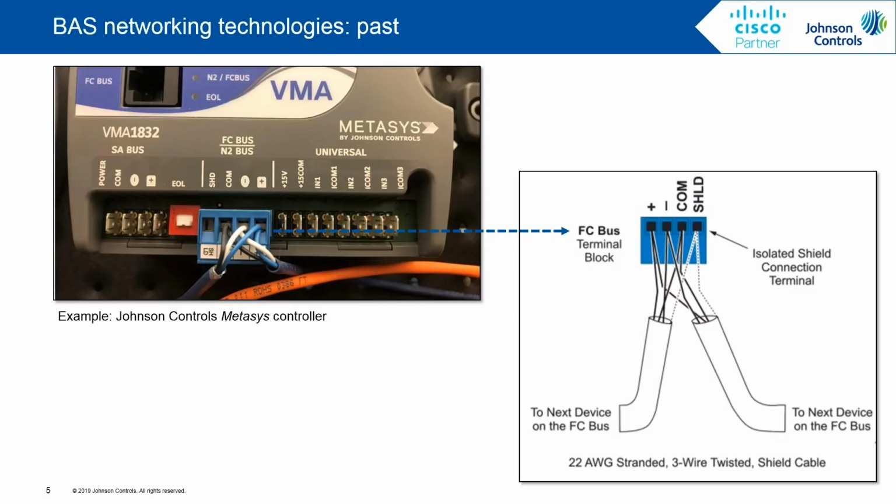Nodes on a field bus network are typically wired in a daisy chain fashion, where the three-wire twisted pair cabling is terminated at each node using a screw terminal. And you have to be very careful when terminating the network cabling at each node.